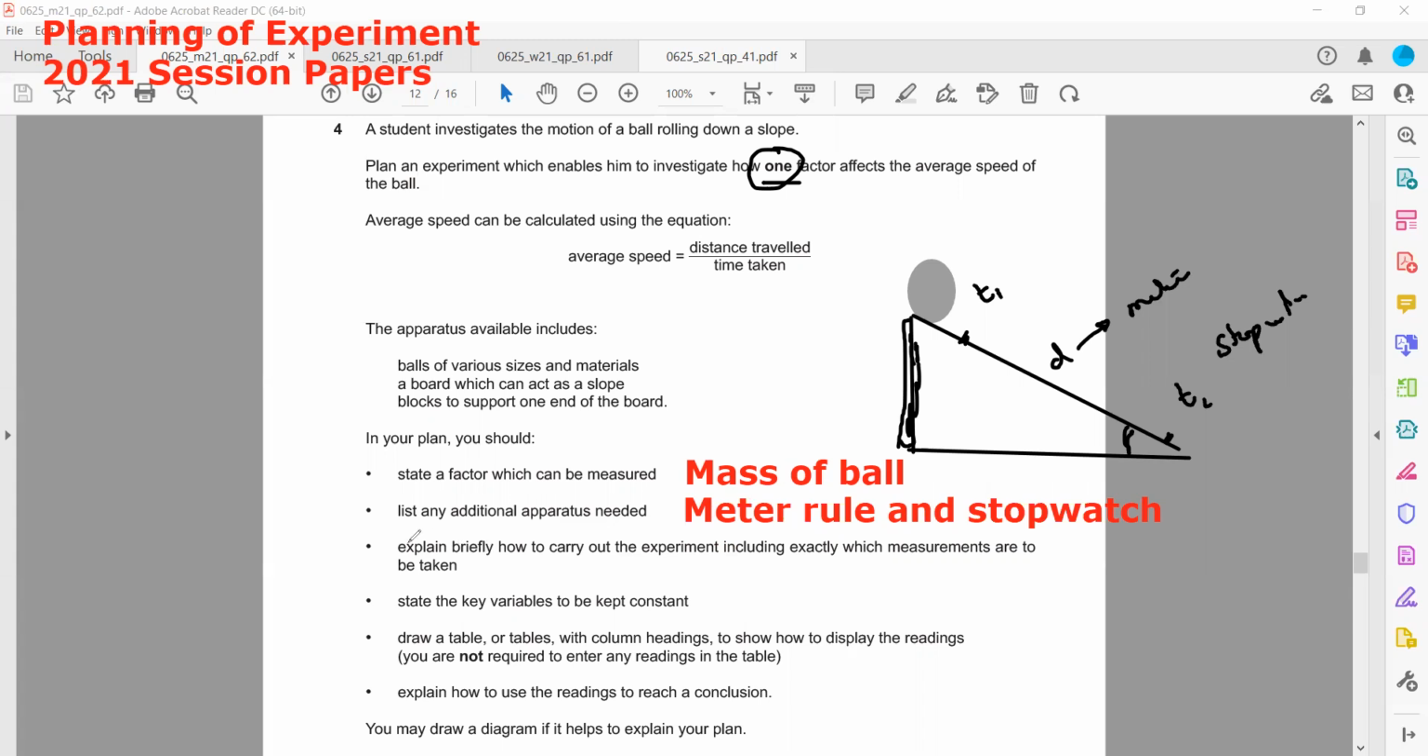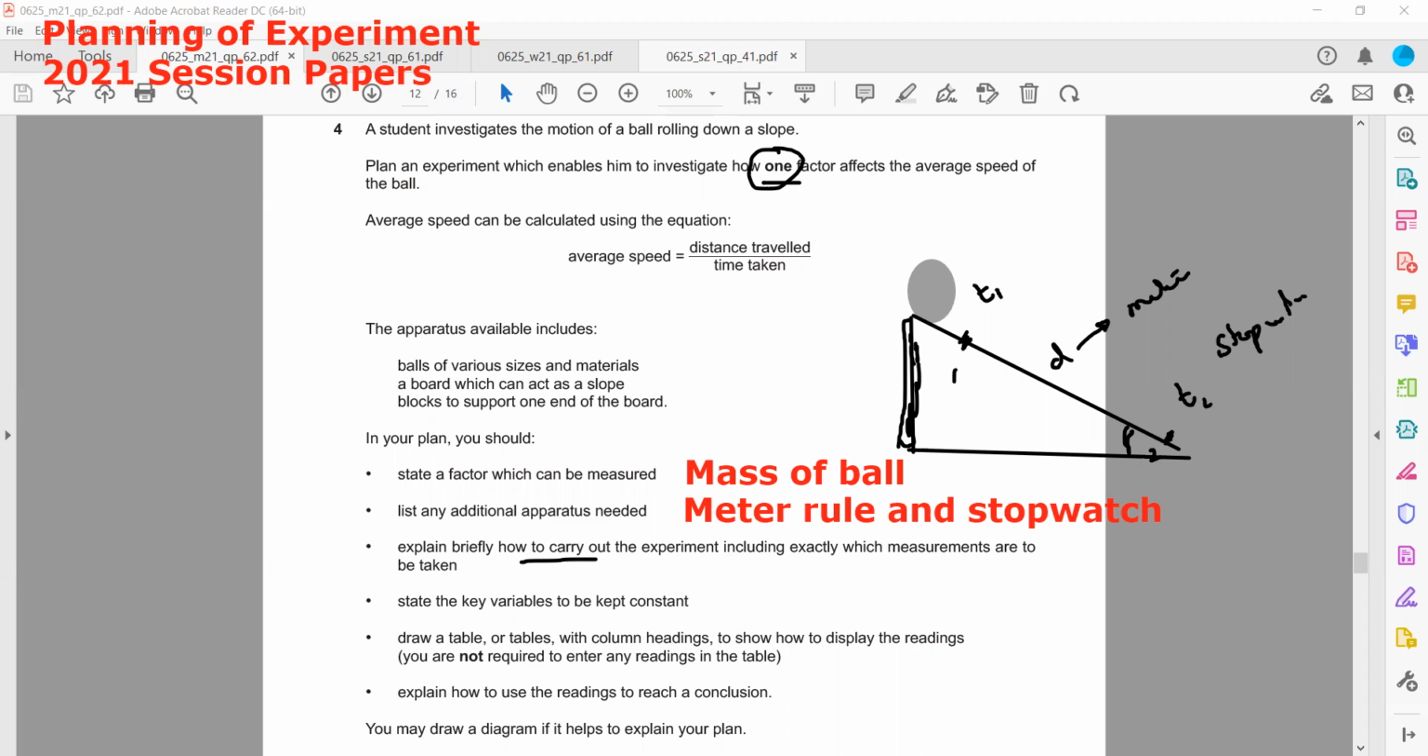Then explain briefly, like this is a procedure, explain briefly how you will carry out the experiment, including which measurements are taken. So what will be the experimental procedure, how do we carry out this experiment? Using a meter rule, we can just mark the position on the ramp and measure the distance between the 2 points, and we should avoid a parallax error. Then we'll start the timer when the ball reaches mark 1, and we'll stop the timer when the ball reaches mark 2. The time interval is the difference between the two times at mark 1 and mark 2.